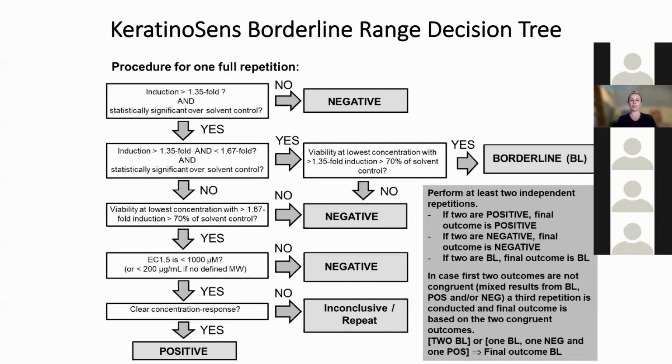So here, the original threshold for a positive classification was 1.5-fold induction, and then the statistically derived borderline range around this threshold was 1.35 to 1.67. So anything below that is considered negative, anything above that is considered positive, but within that borderline range, you need to perform another independent repetition and then conclude on that based on the decision logic here.